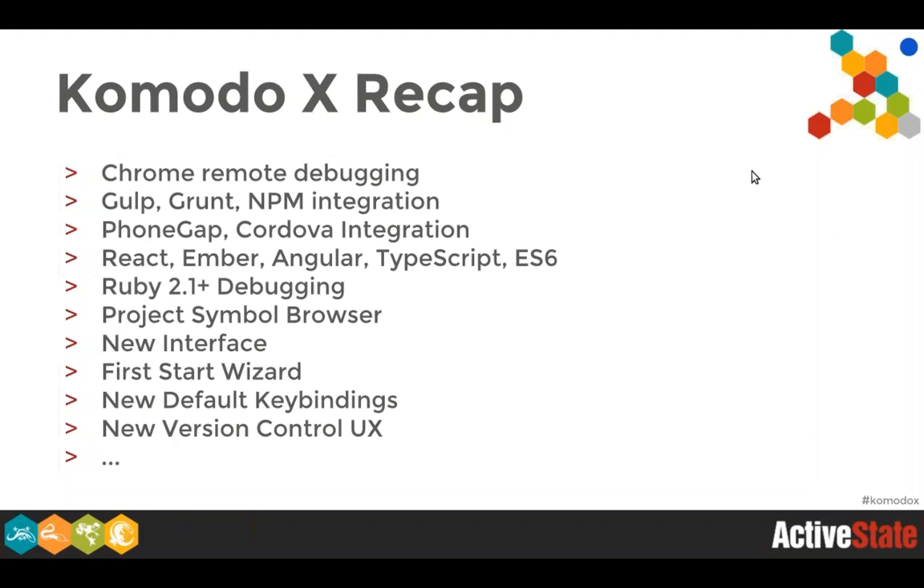EmxScript, as you probably know, is the latest version of JavaScript, or the latest one that's widely supported, that is. We've added Ruby debugging for version 2.1 and beyond. For those who don't know, we've always supported Ruby debugging, but as of version 2.0, the debugging library that we were depending on was no longer updated, so we couldn't use it anymore to debug newer versions. So with Komodo X, we've added support using a newer library that is actively supported.